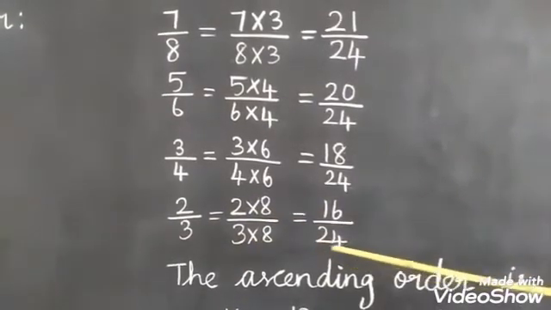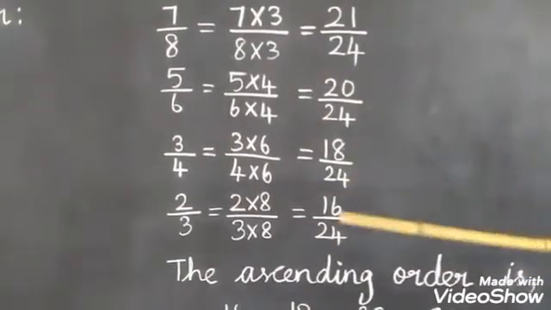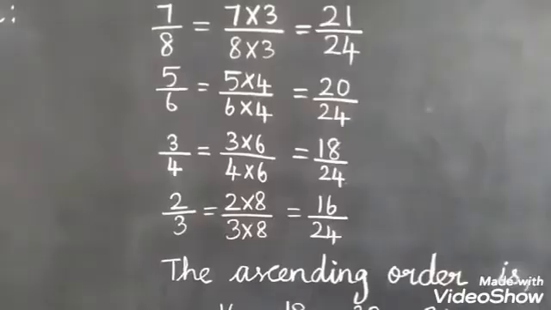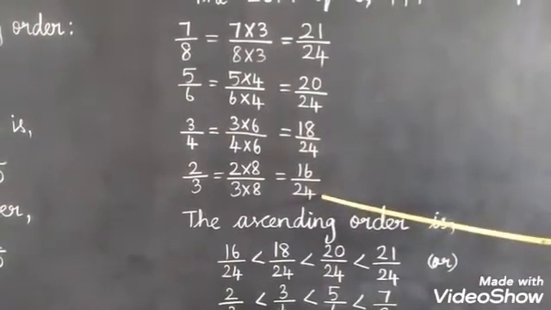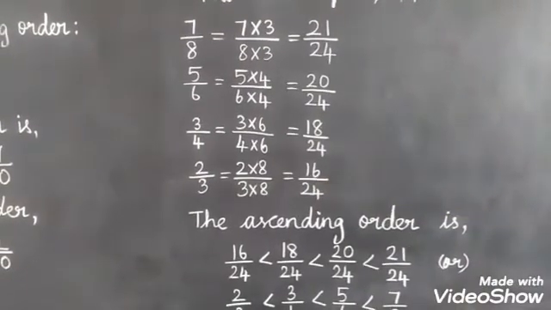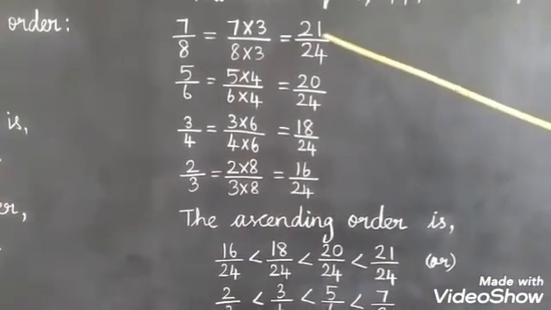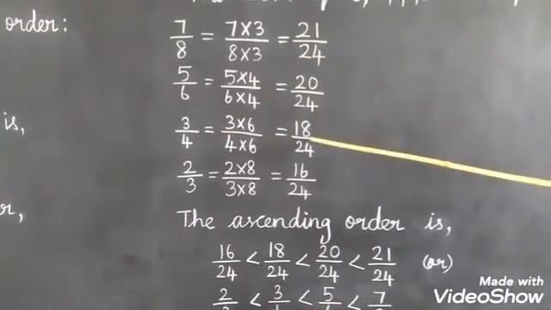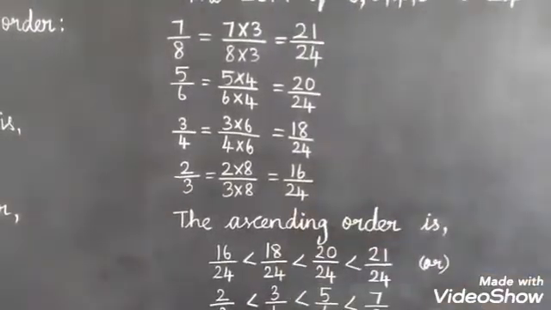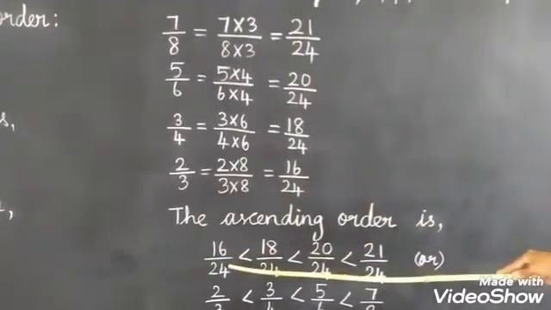Now see these 4 fractions. All the fractions have the denominator 24. Now we can write the ascending order. See the fractions. We want to write in ascending order. Ascending order means smallest to greatest. So which is the smallest number? We have to check the numerator only. 21, 20, 18 and 16. In this, which is the smallest number? Which is the smallest numerator here? Yes, 16 is the smallest numerator. So 16 by 24 is the first smallest fraction.